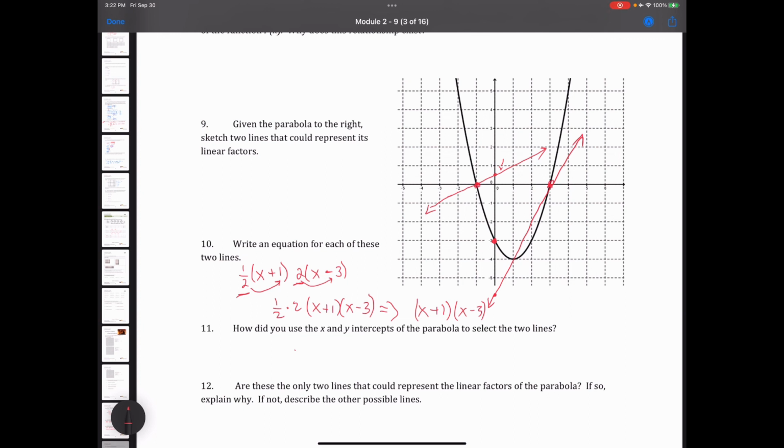So again, we use the x-intercepts; the lines had to cross, or had to have the same x-intercept as the parabola. And the y-intercepts had to multiply to the y-intercept of the parabola.